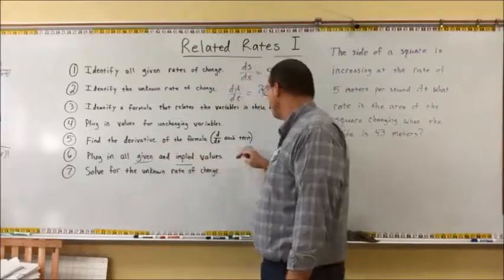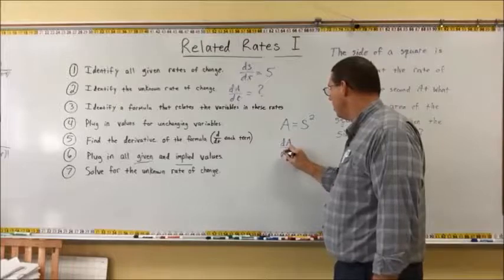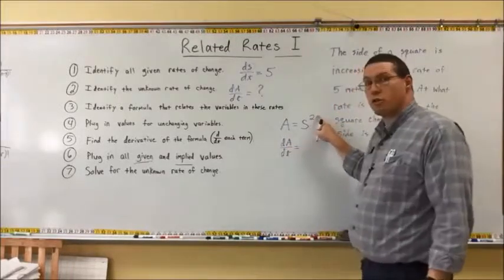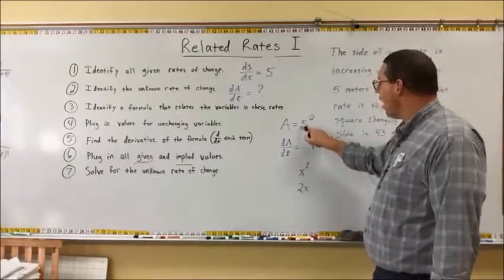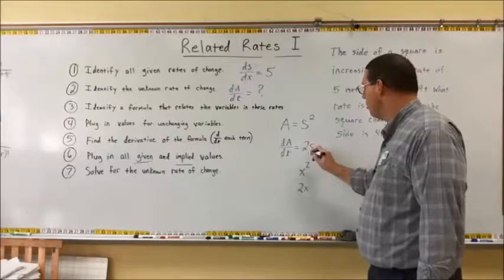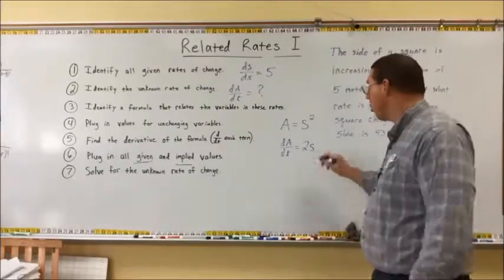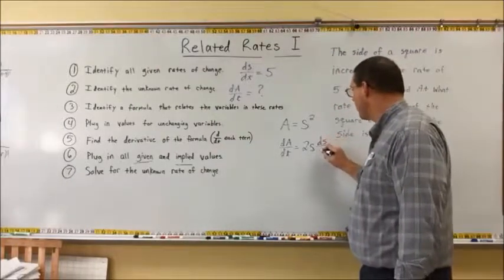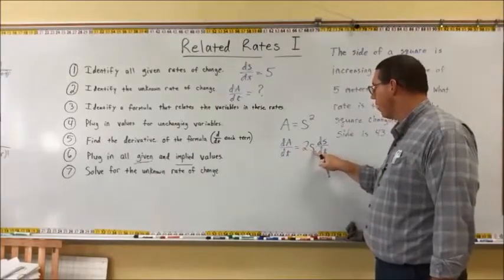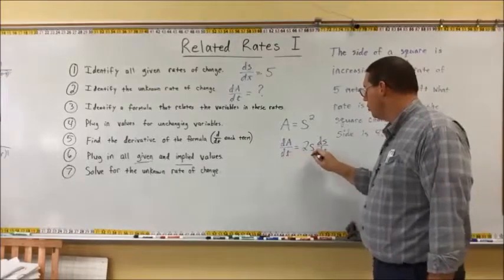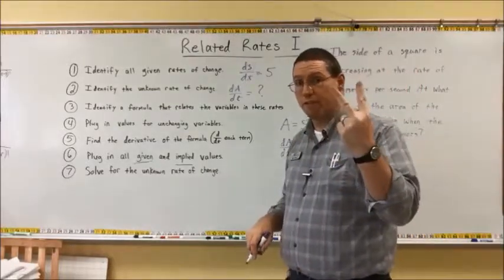Find the derivative of the formula with respect to t. The derivative of A is dA/dt. The derivative of s squared, if this was x squared, the derivative would be 2x. But it's s squared, so the derivative is 2s. But because we're doing the derivative with respect to t, we have to put our conversion factor on, ds/dt. There we go. So our derivative is dA/dt is equal to 2s times ds/dt. We have 1, 2, 3 different variables. So to solve for one variable, we need values for 2 of the variables.